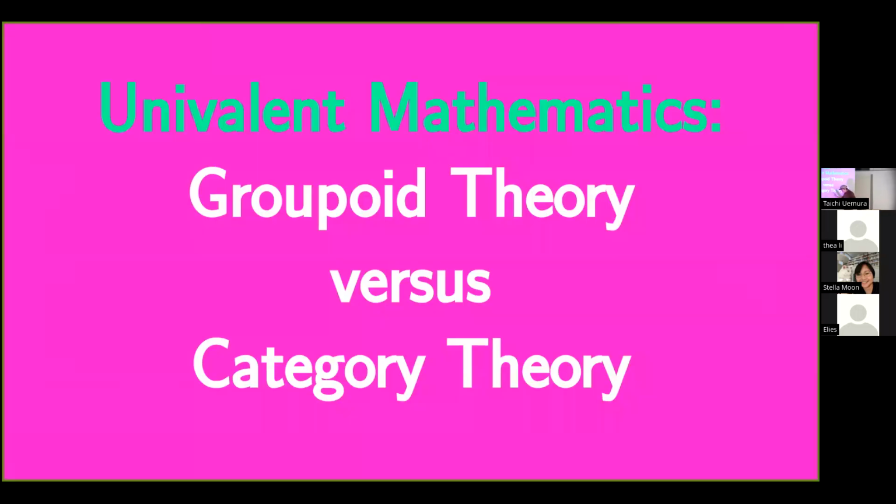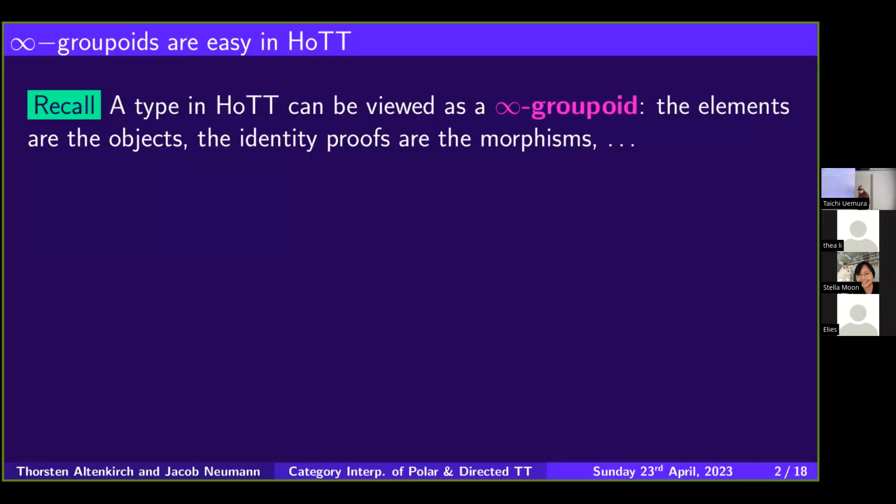I'm going to pick up on a theme that a number of others have touched on, which is this idea of synthetic mathematics or synthetic theories. In particular, I wanted to look at the difference between doing groupoid theory and category theory in a univalent setting. This is probably a familiar story to most of you, that the groupoid story in homotopy type theory is very nice.